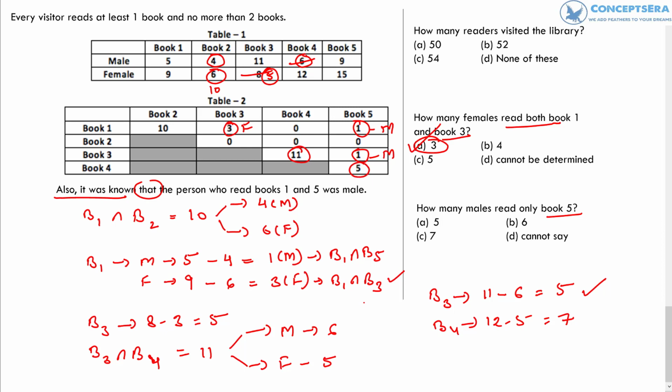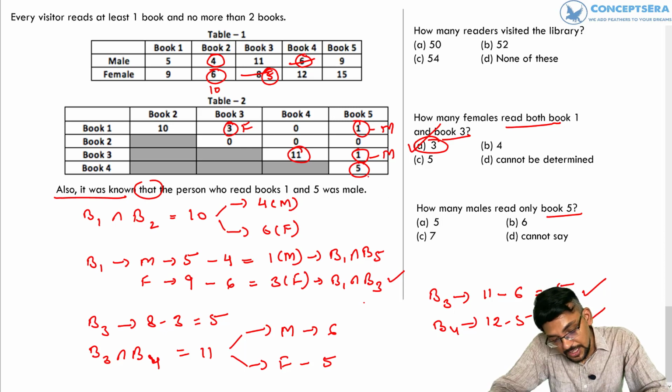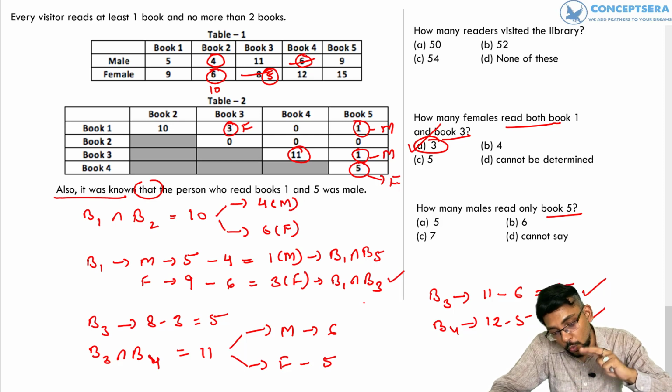And similarly you can see between book 4 and book 5, 5 people are common. But in book 4 only 7 females are left out. It means these 5 are representing 5 females. Now we have to look into what question they're asking, because we got to know in the book 1 and book 5 combination 1 male is there. In the book 3, book 5 combination 1 male is there, and in the book 4, book 5 combination 5 females are there.